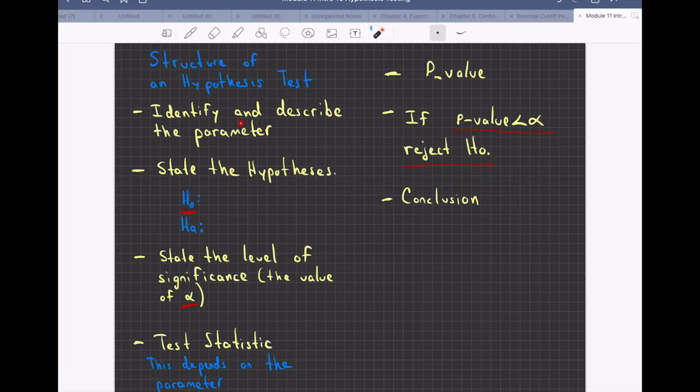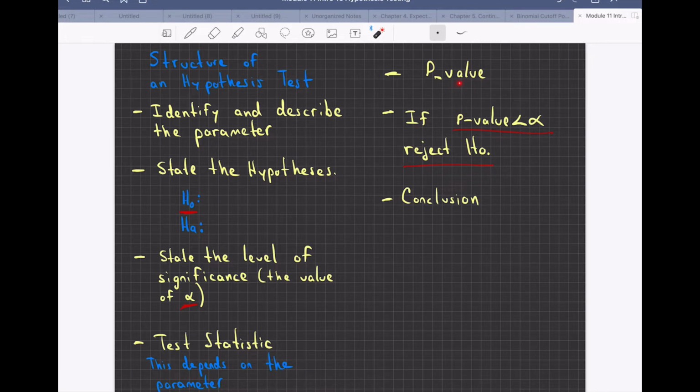Identify and describe the parameter. State the hypotheses. Again, we always have two hypotheses, H null and H alternative. State the level of significance, that is the value of alpha. We need something to make our decision, the test statistic. We need to compute the p-value. I will explain later with an example what the p-value is and how to compute it, of course.